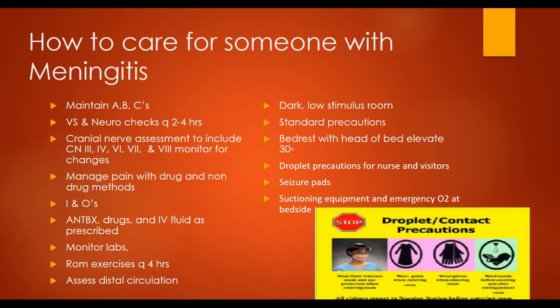We're always going to assess distal circulation. That's always the case, because ABCs are always our concern. So distal circulation is a good indicator of proper perfusion: pulses, radial, pedal, most distal, of course, and cap refill, etc. Skin temperature. So we might provide them that low stimulus environment, such as dark and quiet rooms. Standard precautions. Okay, we're going to use standard precautions.